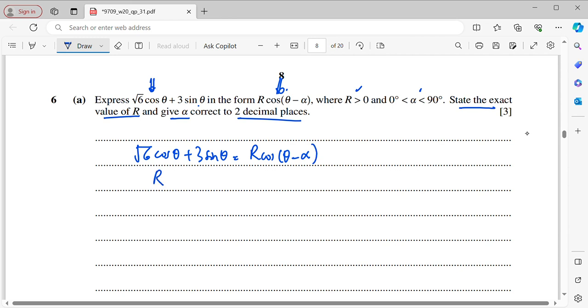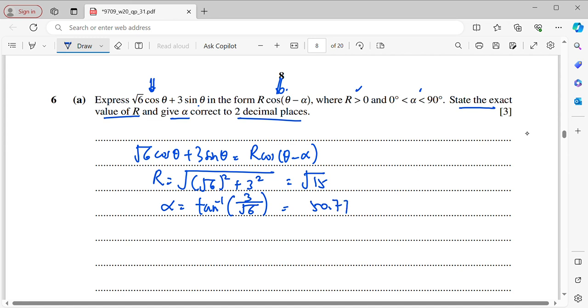Okay, so now your r is basically the square root of square root 6 squared plus 3 squared. So you add together, this is square root 15. And this is the exact value for r. Now, your alpha value is inverse tangent of 3 over square root 6. Then this is going to be 50.77 degrees. Therefore, square root 6 cos theta plus 3 sin theta equals square root 15 cos(theta minus 50.77 degrees). So that's the solution for 6A.